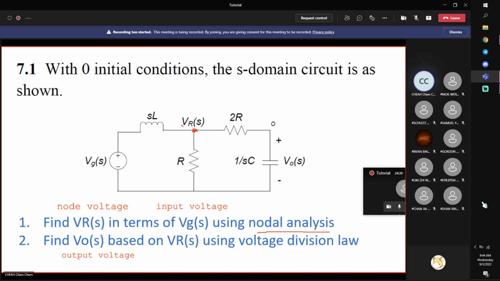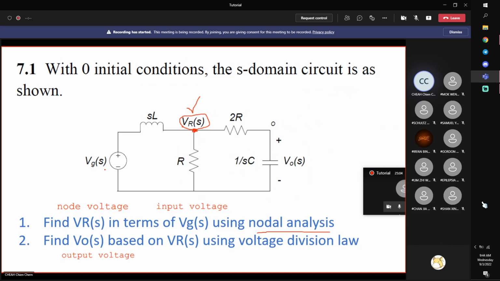We define a node voltage. Remember the 3 steps of nodal analysis: assign node voltage, take KCL, write down the equation in terms of the unknown node voltage, and solve the equation. Here there's only one unknown. So I'll find VR using nodal analysis.